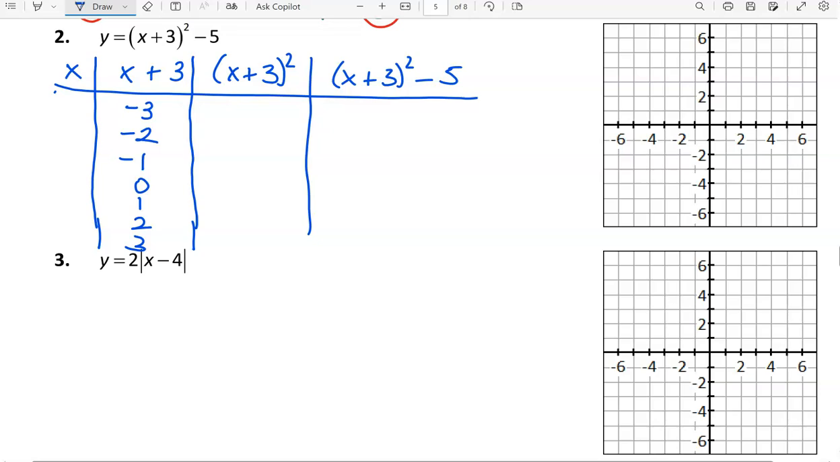Then the next column to the right is the square of that result. So that will be 9, 4, 1, 0, 1, 4, and 9. And then the last column, take all of those values and subtract 5. And that gives us our final y values. The last thing we need to do is find our x values. So to move from the x plus 3 column to the x column, we need to subtract 3.